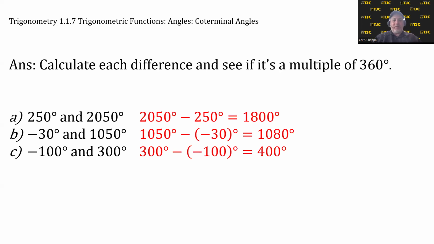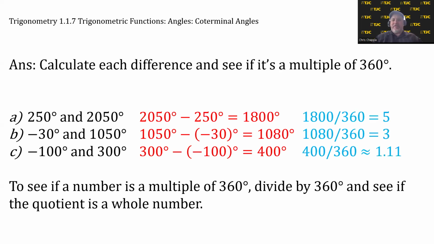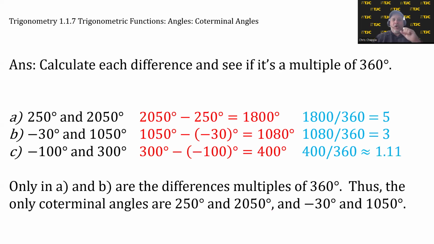Here's the differences of all the pairs of angles. Which are multiples of 360? Well, to see if a number is a multiple of 360, divide by 360 and see if the quotient is a whole number. Here's all the differences divided by 360. Notice the first two are whole numbers, 5 and 3. Last one's not. So only in A and B are the differences multiples of 360, and so the only coterminal angle pairs are in A and B.